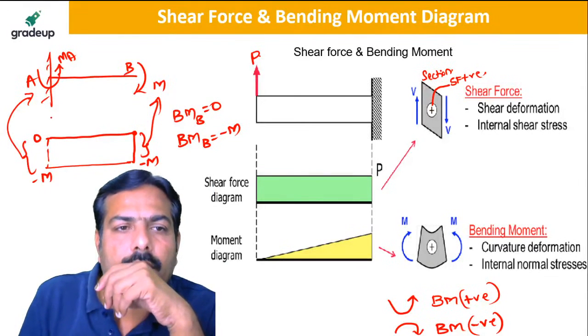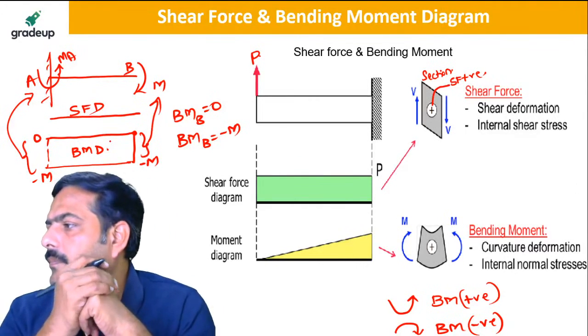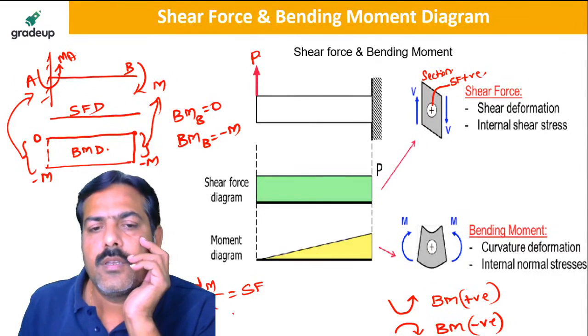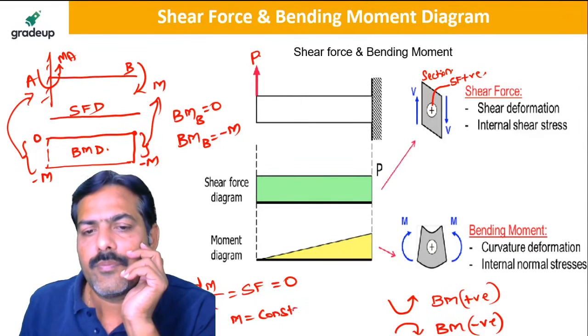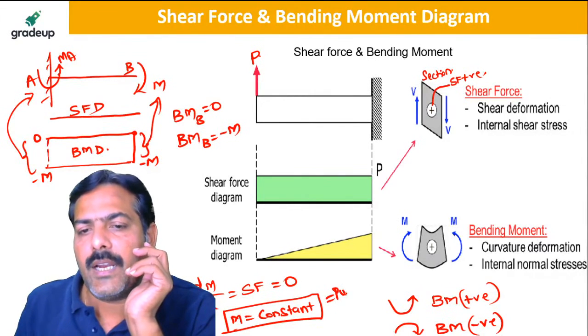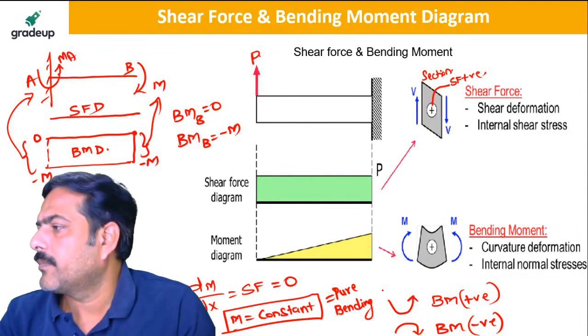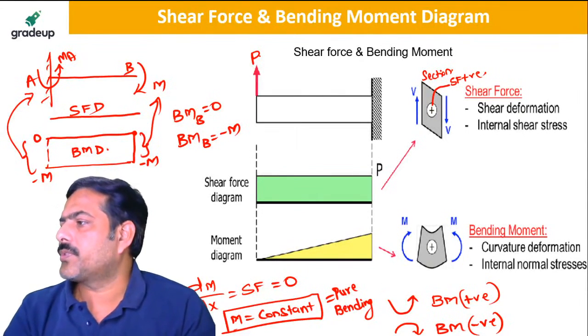SFD is 0. This is SFD and this is BMD. The first derivative of the bending moment with respect to x is called the shear force. So if this value is 0, it means the bending moment is constant. This is called the pure bending condition. Is it clear now? There is no shear force.